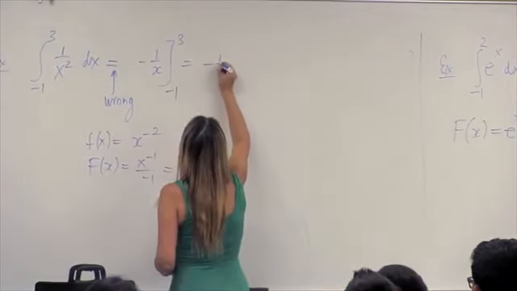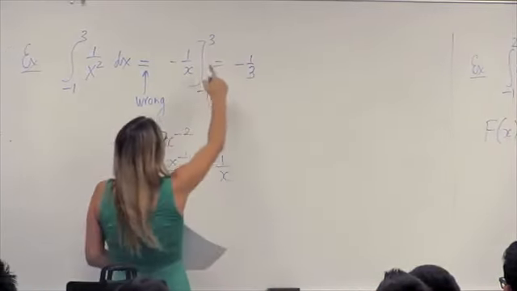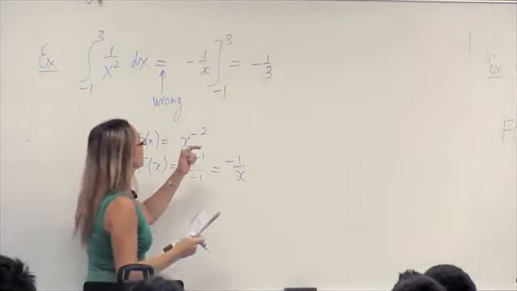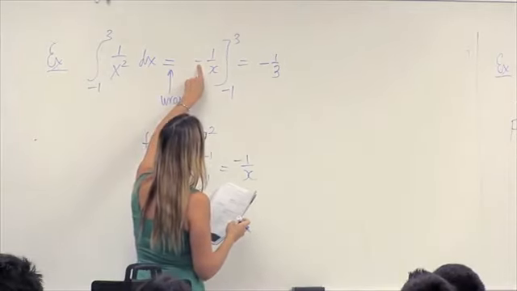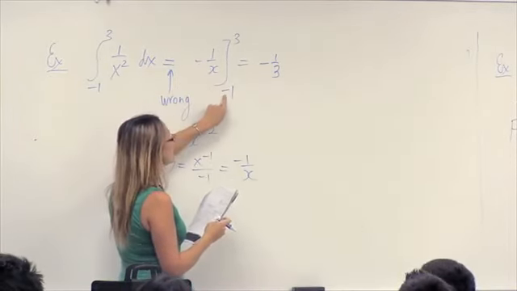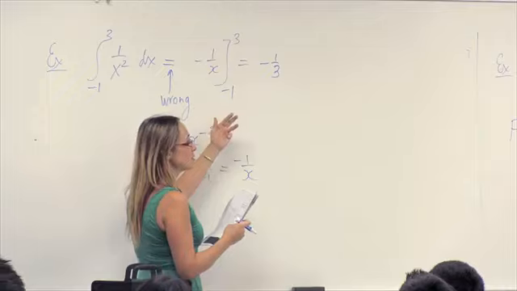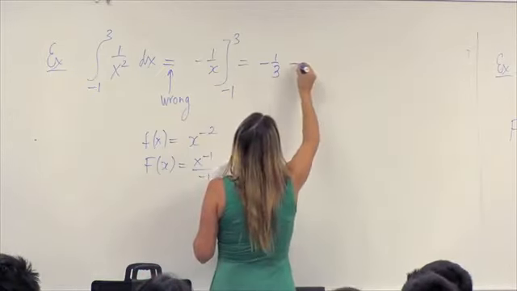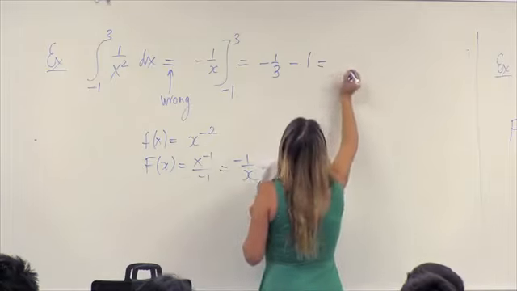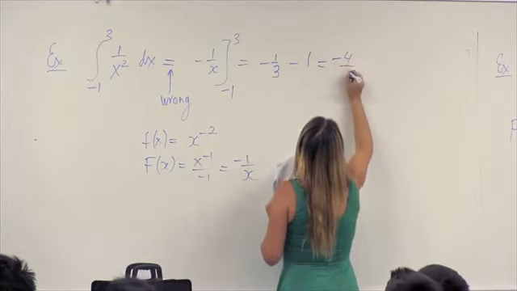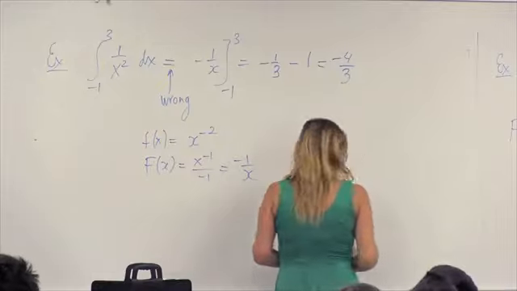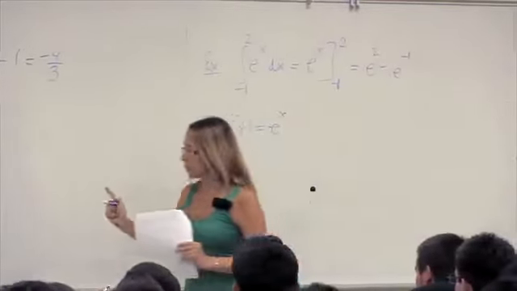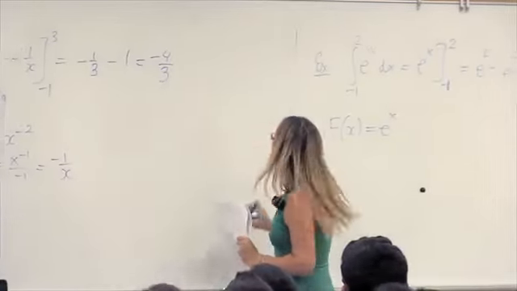So I have -1/3. When I evaluate the bottom limit, we have to count how many minus signs we get. So we have a minus from here, a minus from here, and another minus because we go minus this limit, right? So altogether it's a -1. So it's -4/3. Now, I can tell you that this is completely wrong, and it should be obvious that it's completely wrong. Why is it obvious?